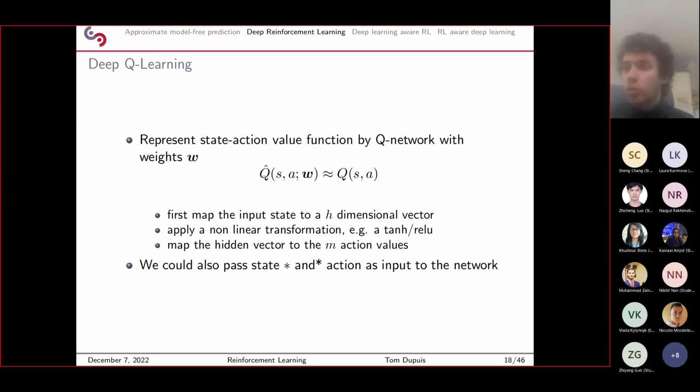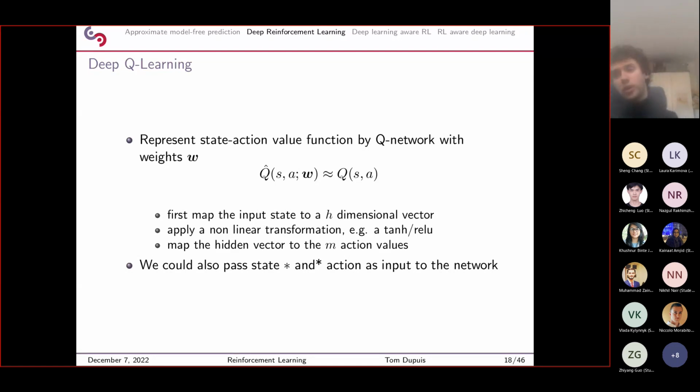So first we need to, as I said, map the states to a representation, some feature vector that has some dimension h, and then we apply some nonlinear transformation, hyperbolic tangent, ReLU, and map this hidden vector to the M action values.